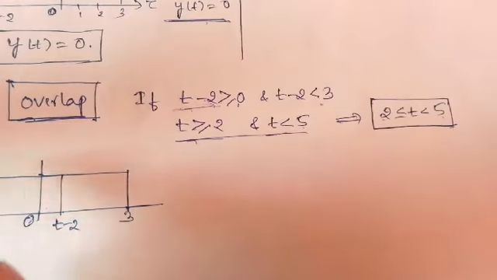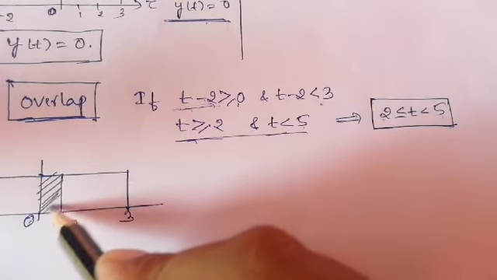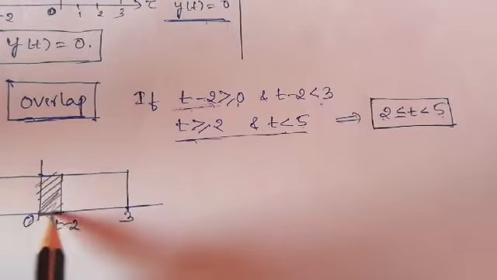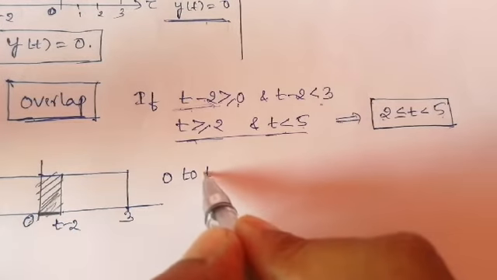It is of infinite duration. Now how much signal gets overlap? This amount of signal gets overlap, correct? Now this duration, the limits become 0 to t minus 2.